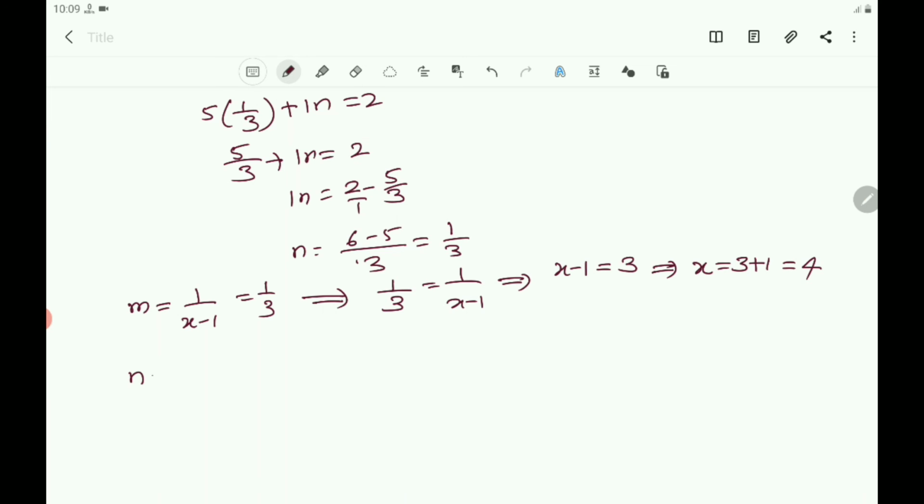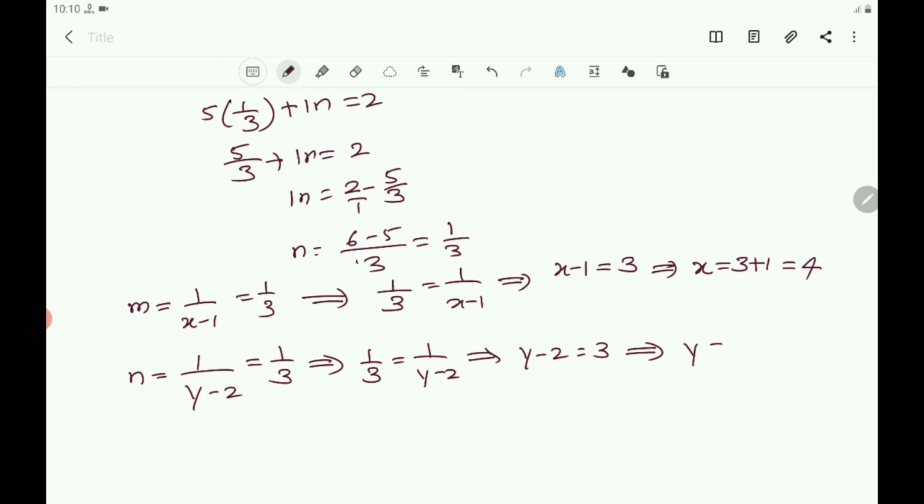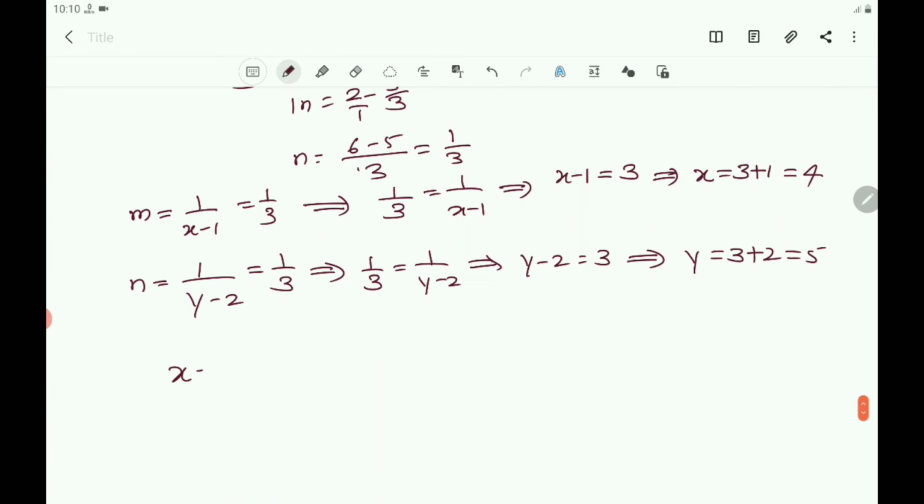Next you take n is equal to 1 by y minus 2, that is equal to 1 by 3. That implies 1 by 3 is equal to 1 by y minus 2. That implies y minus 2 is equal to 3. So y is equal to 3 plus 2 is equal to 5. In this way you got the x value and y value here. That is x equals 4, y equals 5 is the solution of the given pair of equations.